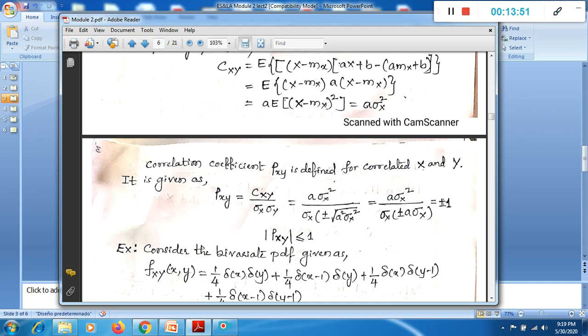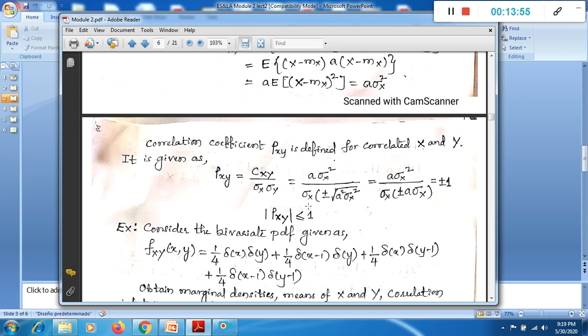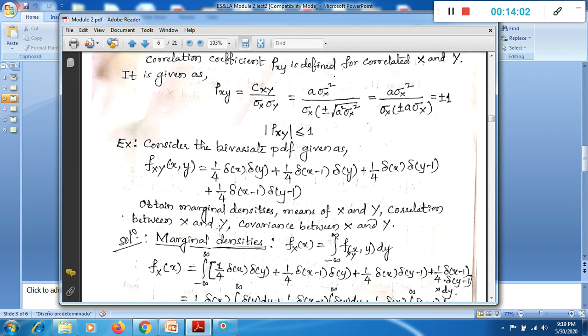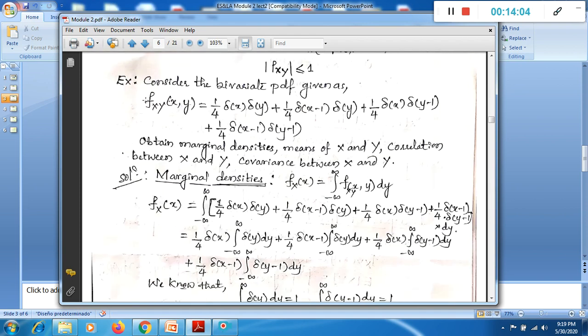So this will be equal to plus or minus 1. So rho of xy is less than or equal to 1, which is the correlation coefficient. Now we are solving an important problem. An important problem here is given with the joint probability density function.